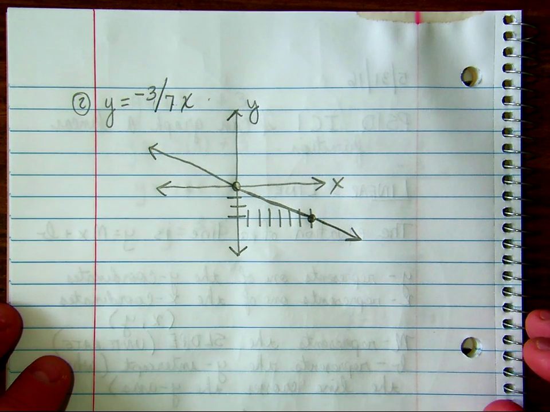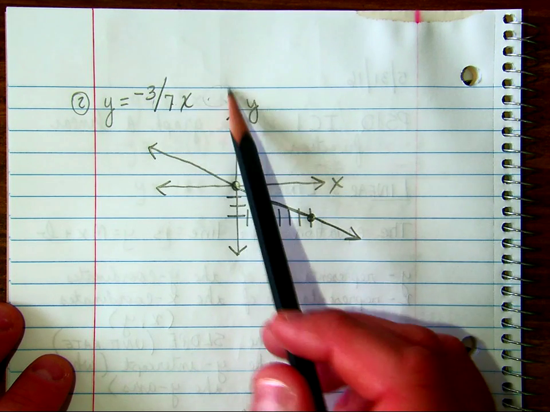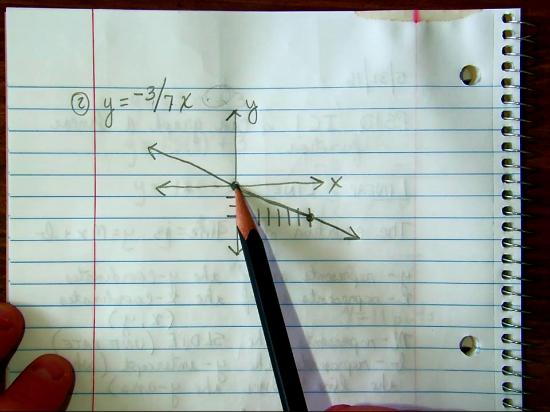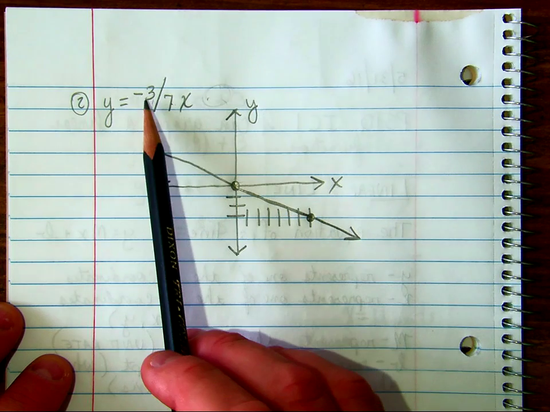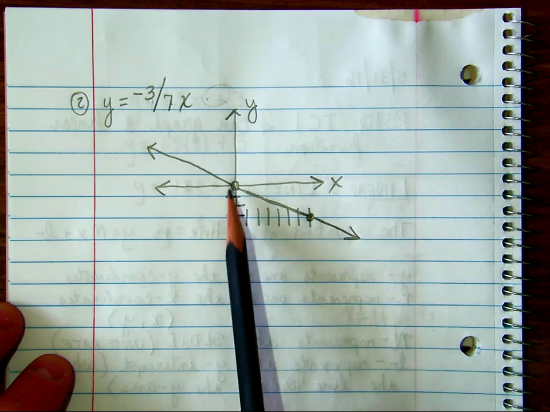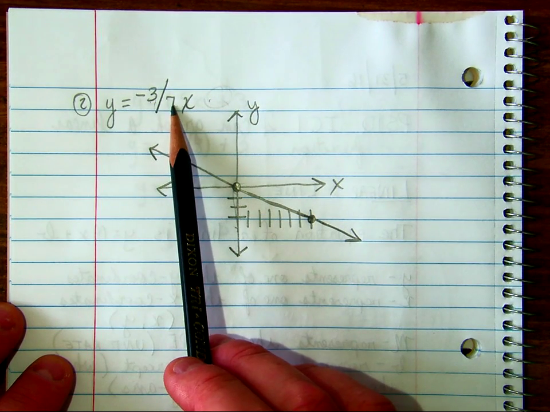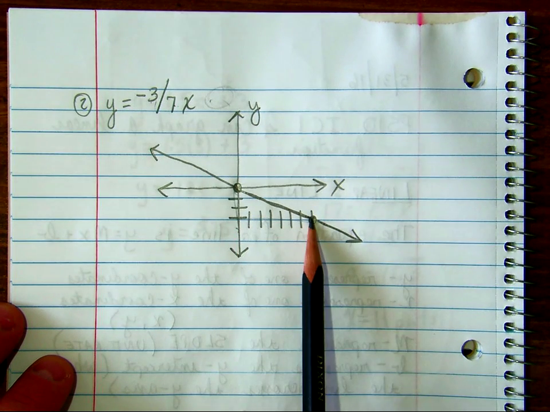So again, to recap, I don't have a y-intercept over here, so I plotted at 0. Because my vertical change is negative, we go down. Negative numbers go down. My horizontal change is +7, so I go to the right, because numbers to the right are positive.